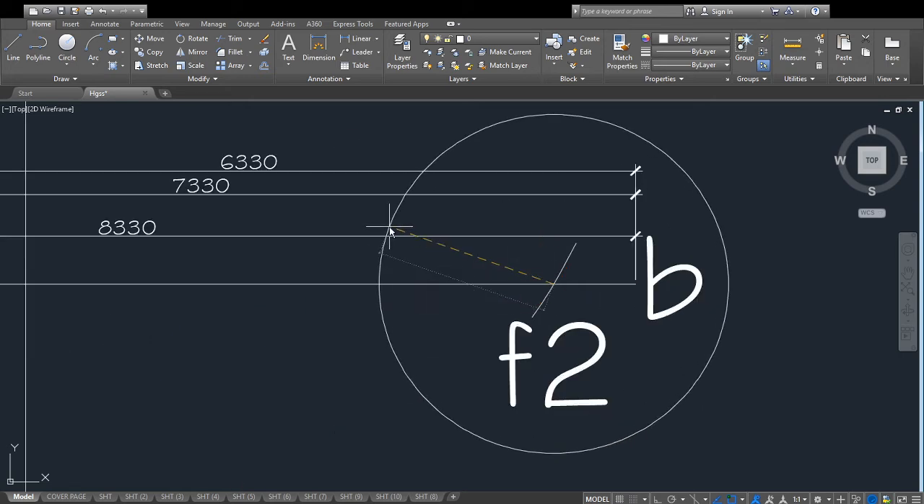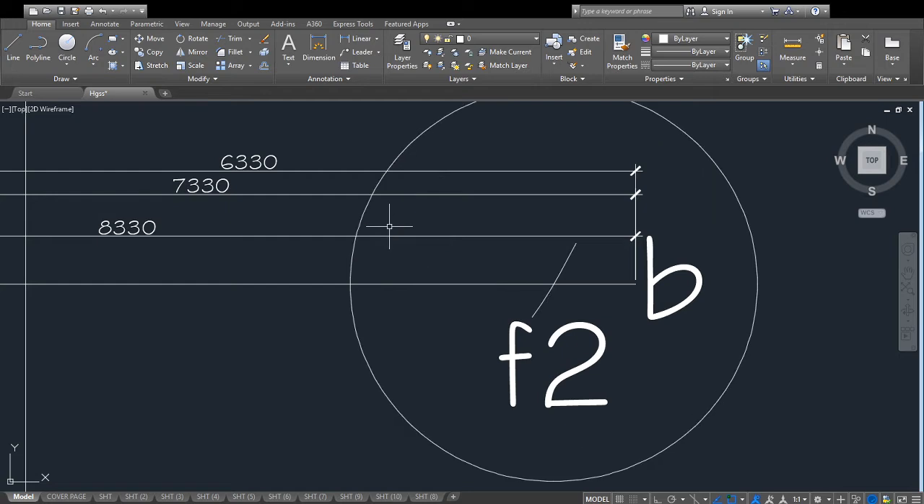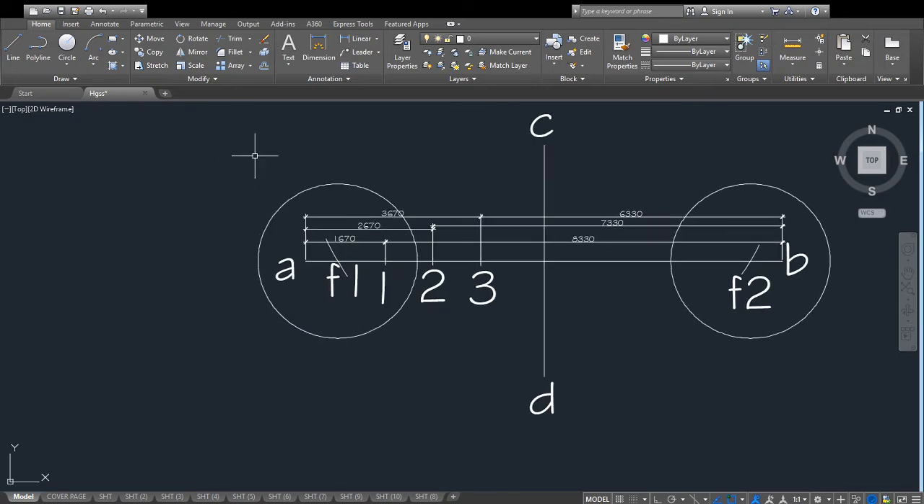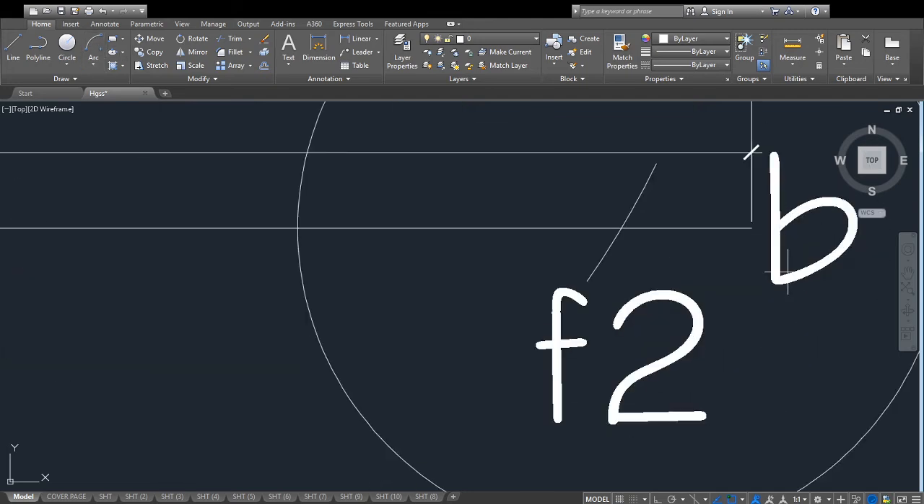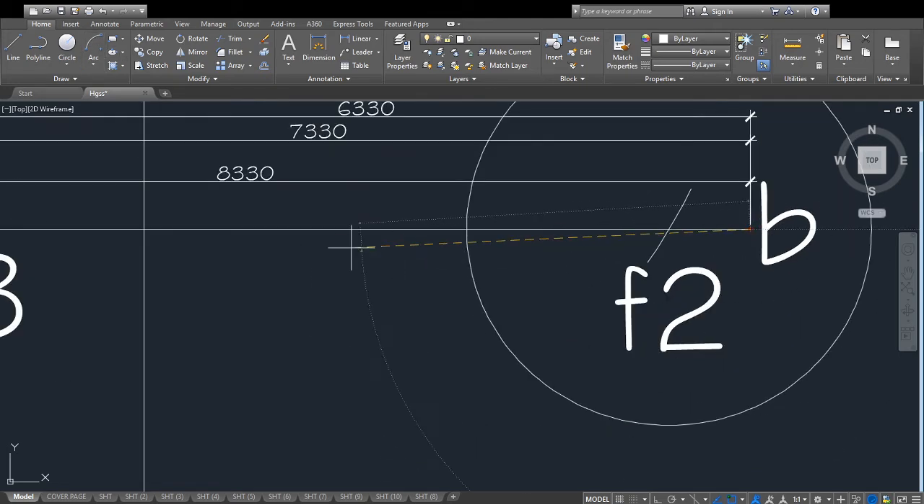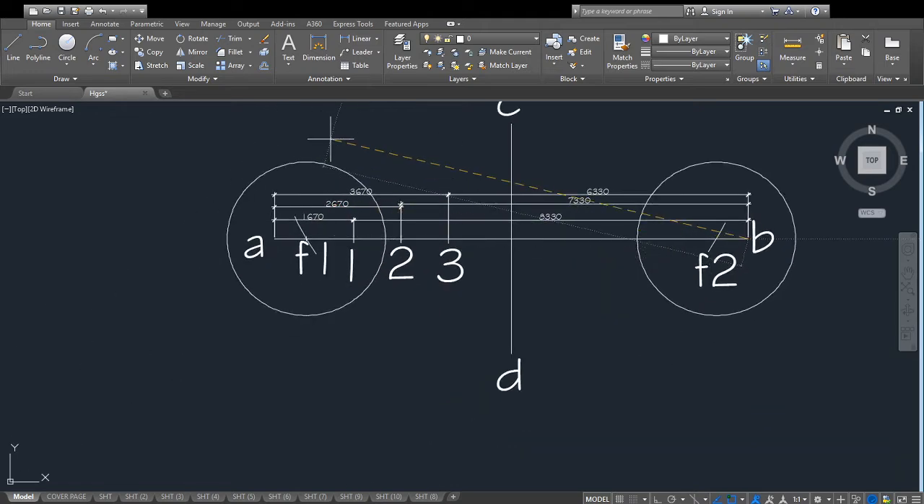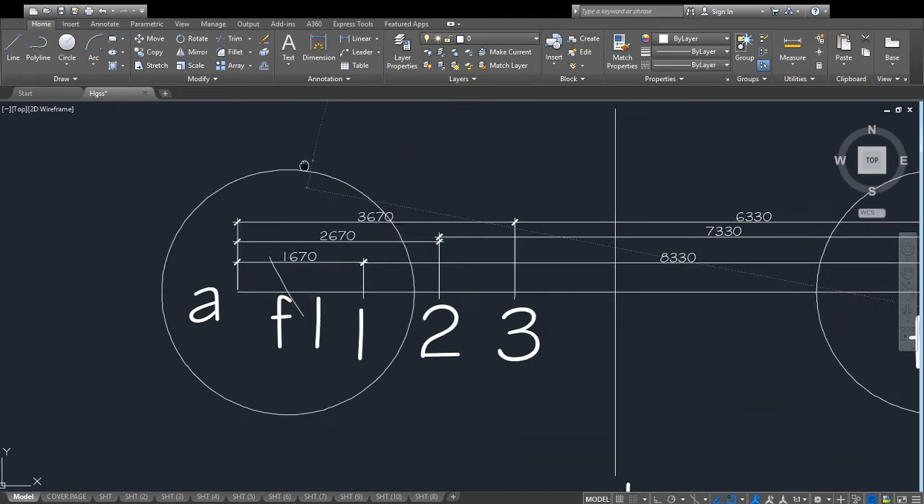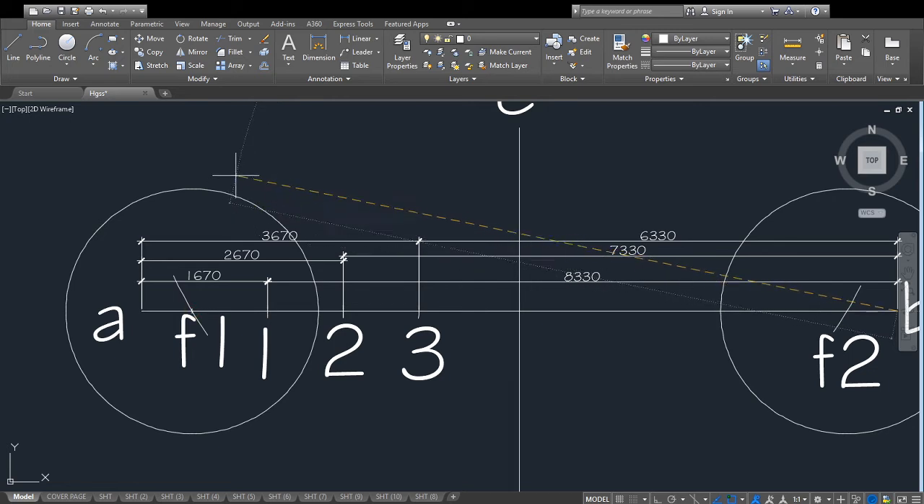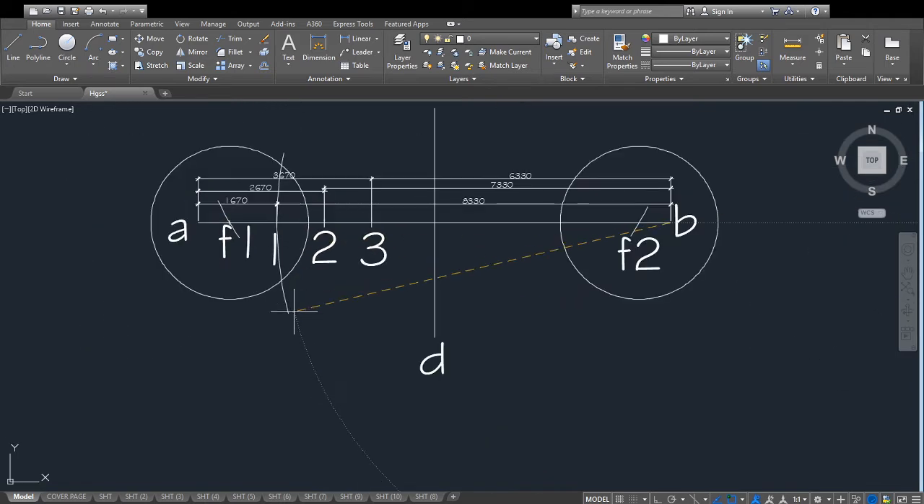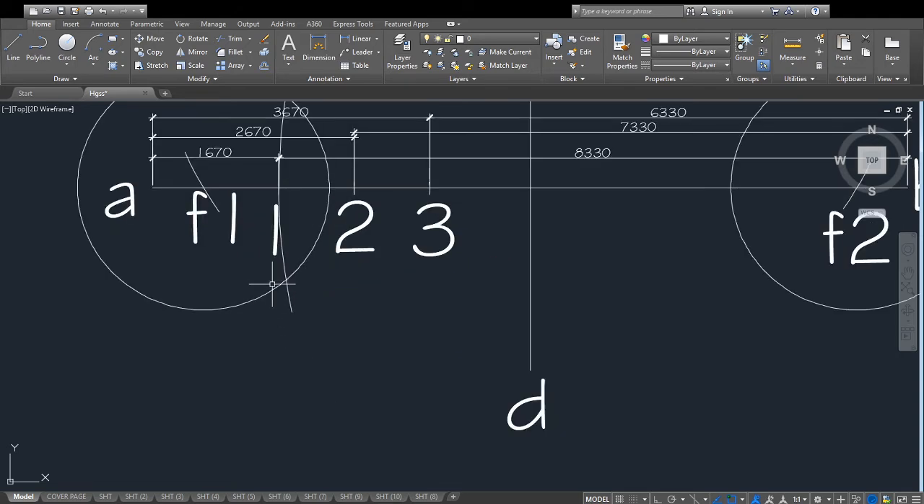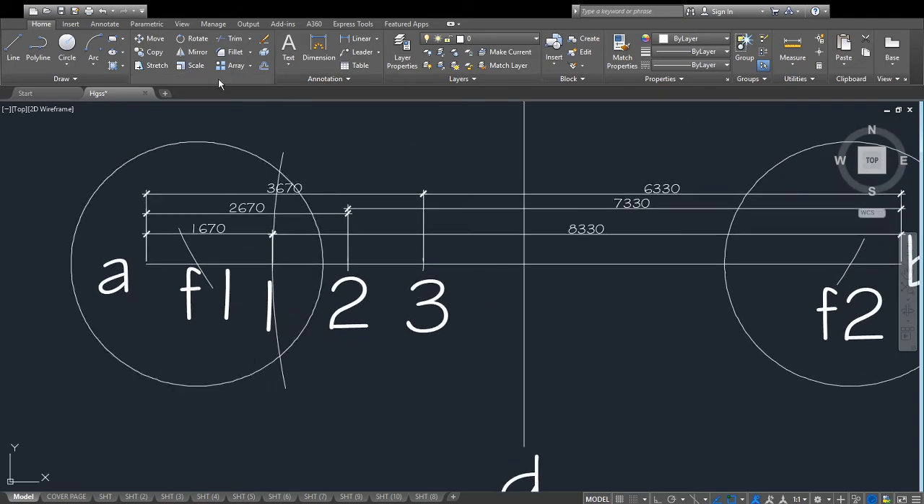We type in our radius. Okay, we have this, and then pick the arc again, come to B this time now. We'll make an arc here with the radius of B1. The radius of B1 is 8330. Okay, so we have this arc to this point. Let me break this.